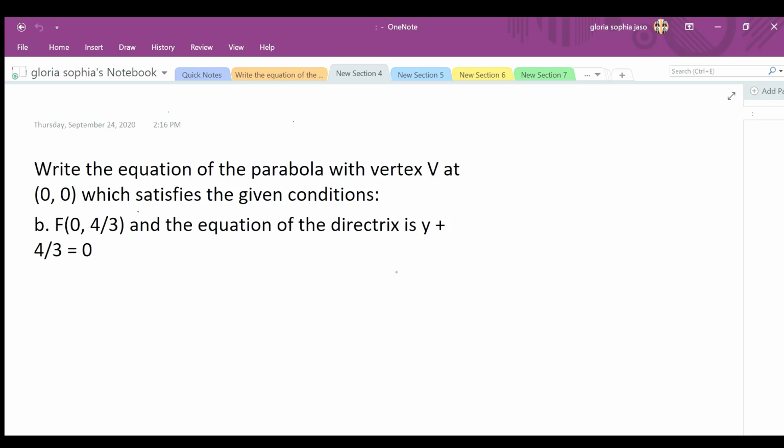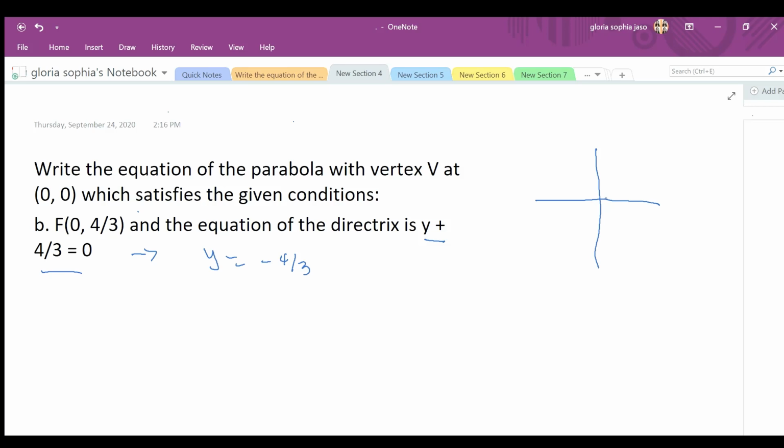Okay, next, for letter B, write the equation of the parabola with vertex still at (0, 0) that satisfies the following condition. For letter B, the focus is at (0, 4/3), and the equation of the directrix is y plus 4/3. So this one, we can write it as y equals negative 4/3. Let's try to visualize our parabola.